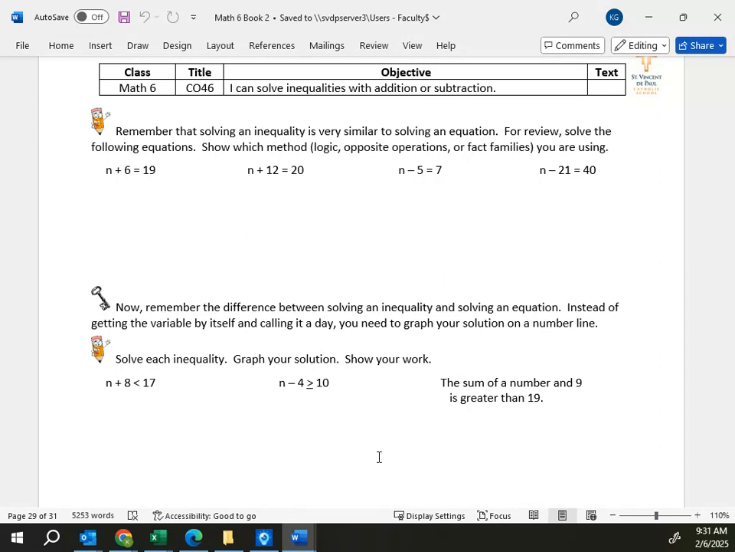See if you can figure out n plus 6 equals 19. What is n? N equals what? Figure it out on your paper.